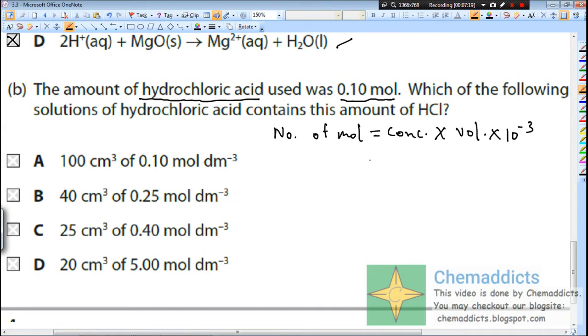equation in order to find the number of moles. Since in this question they have asked us to find the amount of HCl. Which of the following solutions of hydrochloric acid contains this amount of HCl? So in here the number of moles should be 0.1, since the mole is given here. So we know the number of moles, and we know the volume.